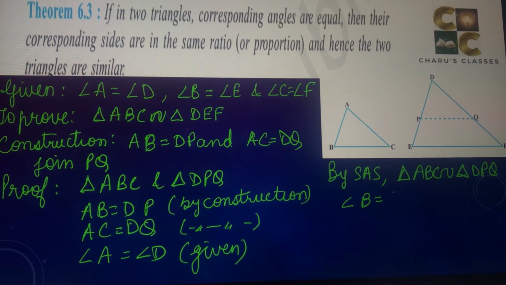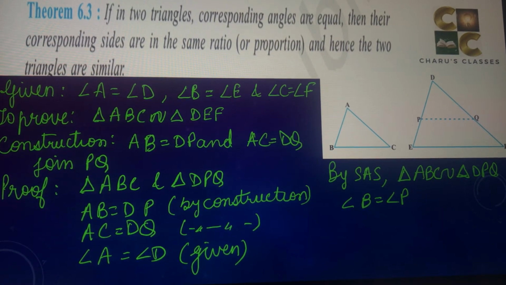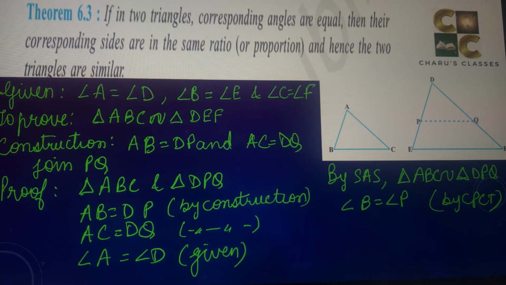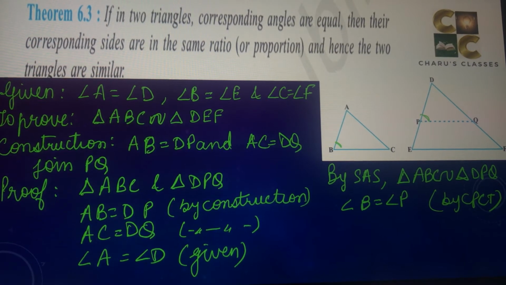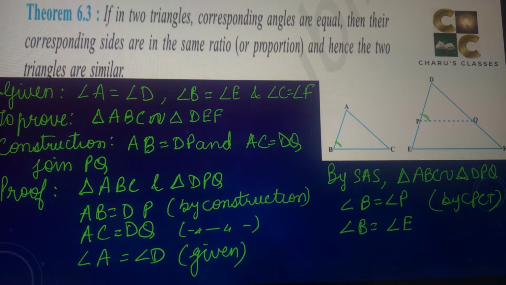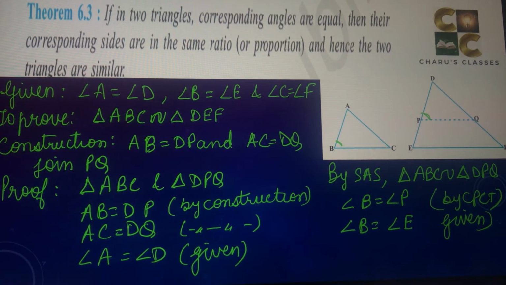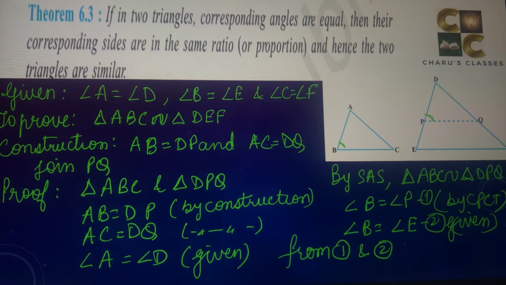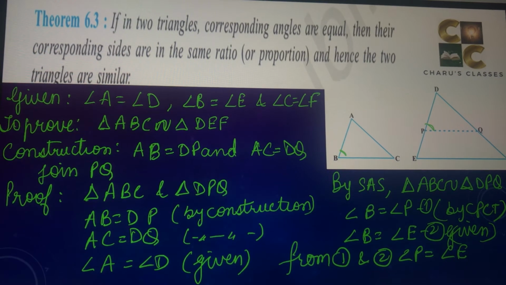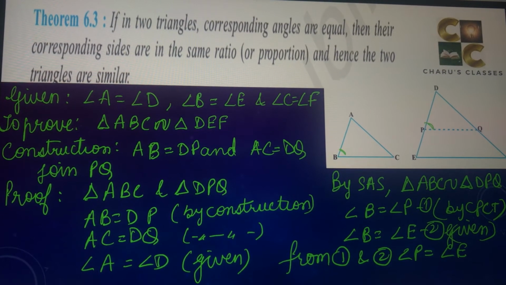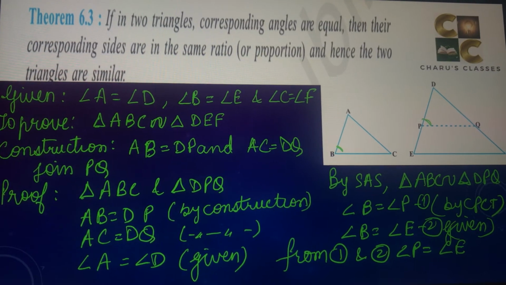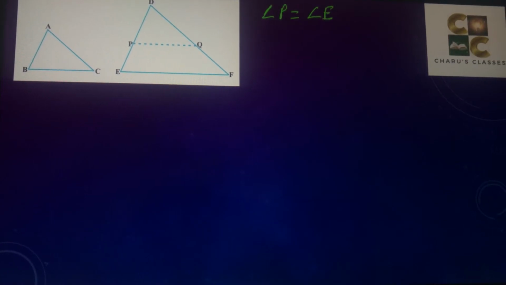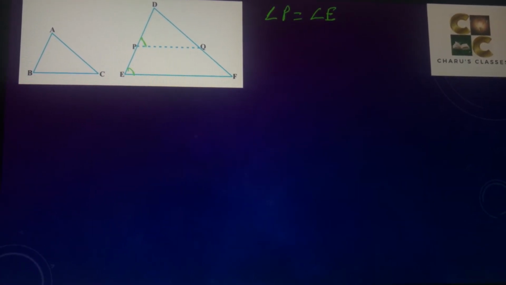So we will have angle B equal to angle P, and this is by CPCT. If angle B and angle P are equal, and we already know it's given that angle B is equal to angle E, from 1 and 2 we can say angle P is equal to angle E. So we already know that angle P and angle E are equal.